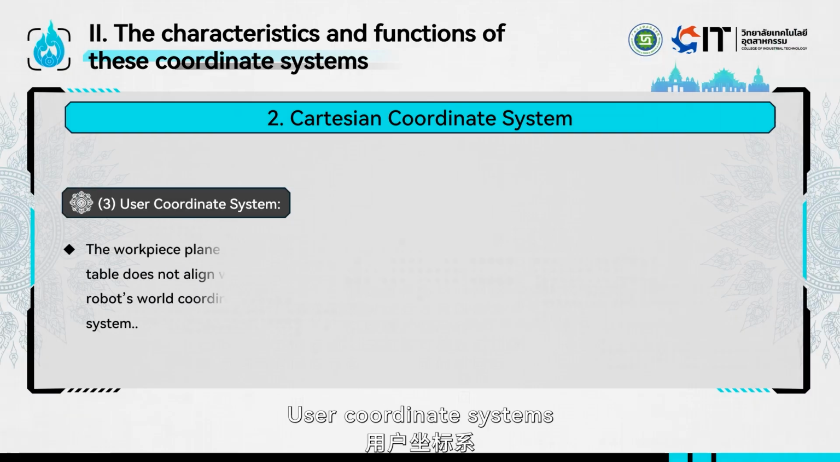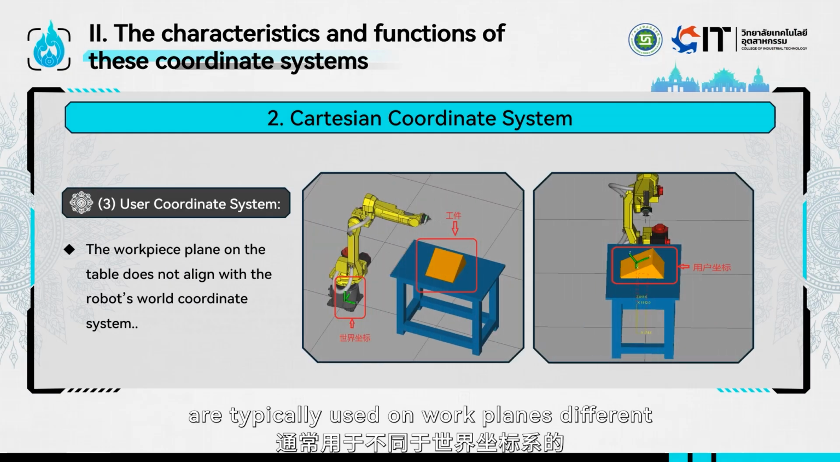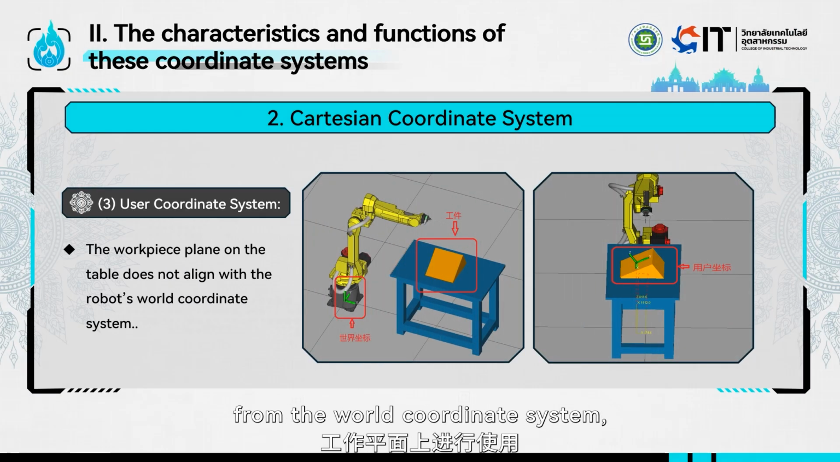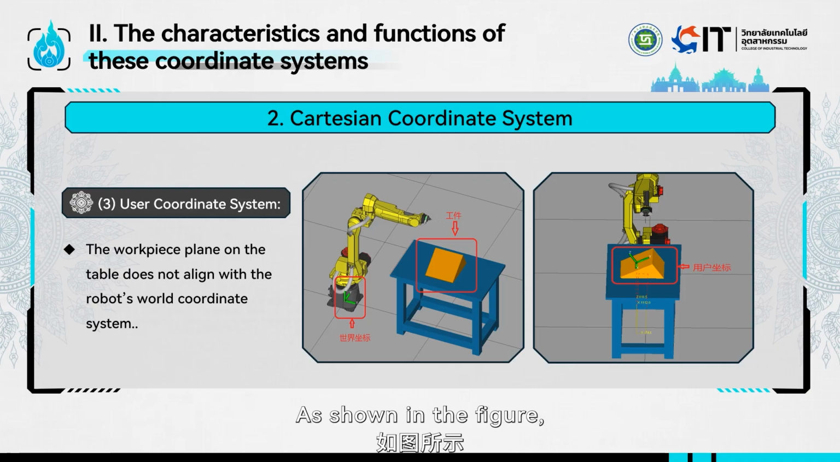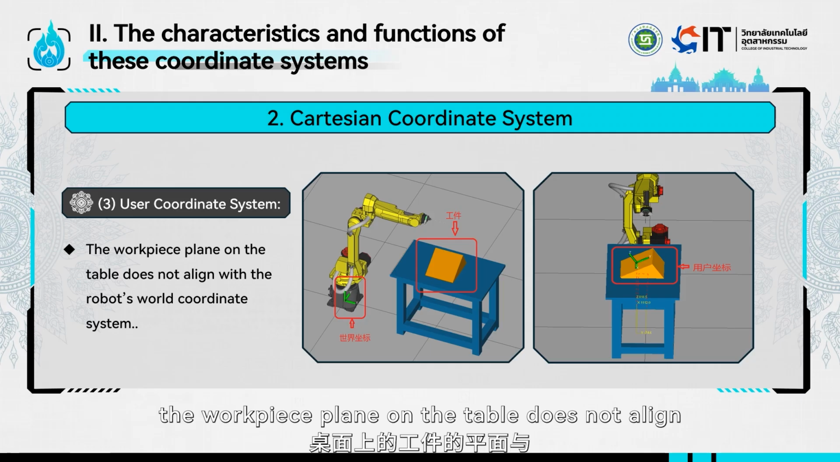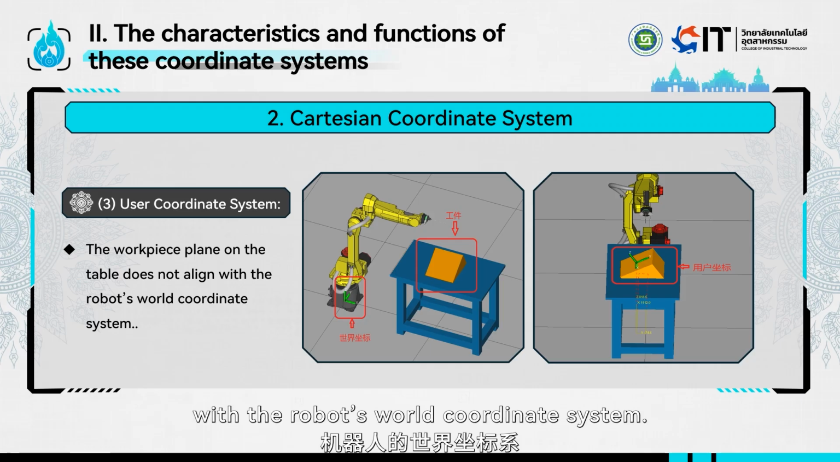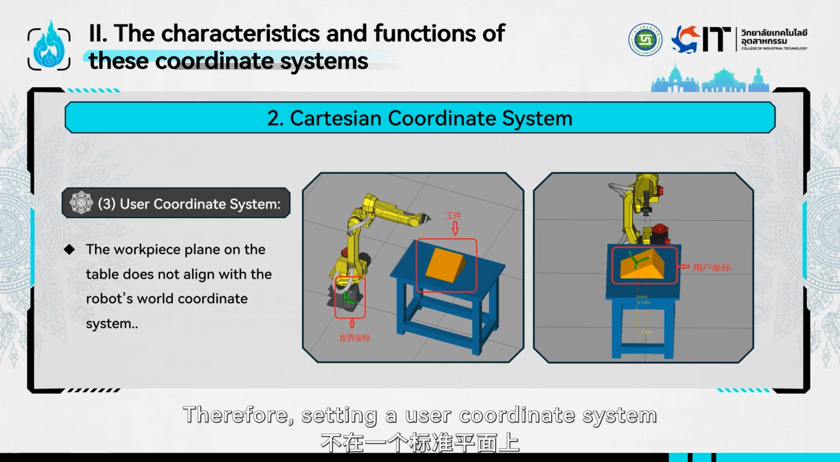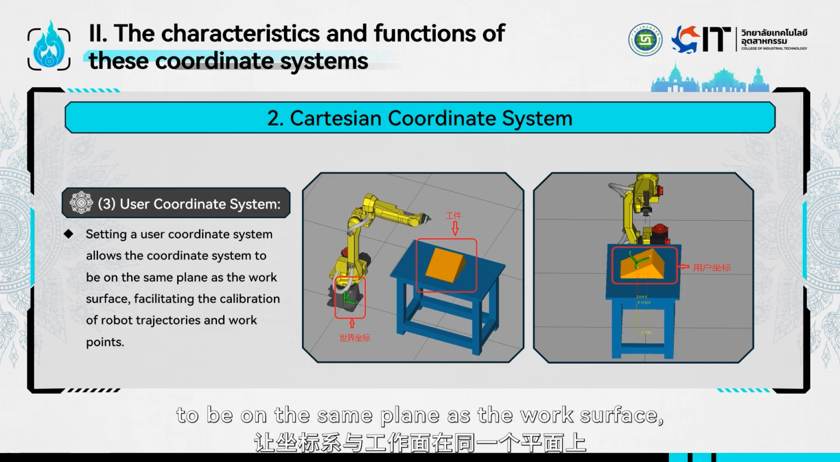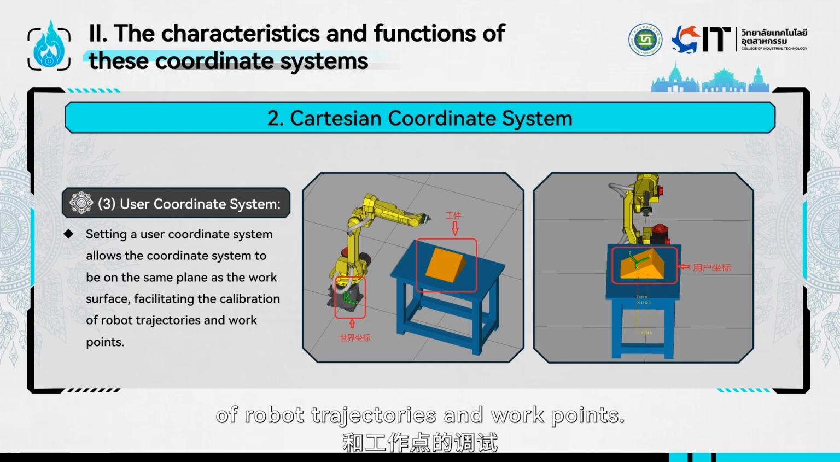User coordinate systems are typically used on work planes different from the world coordinate system, making it convenient for users to calibrate points. As shown in the figure, the workpiece plane on the table does not align with the robot's world coordinate system. Therefore, setting a user coordinate system allows the coordinate system to be on the same plane as the work surface, facilitating the calibration of robot trajectories and work points.